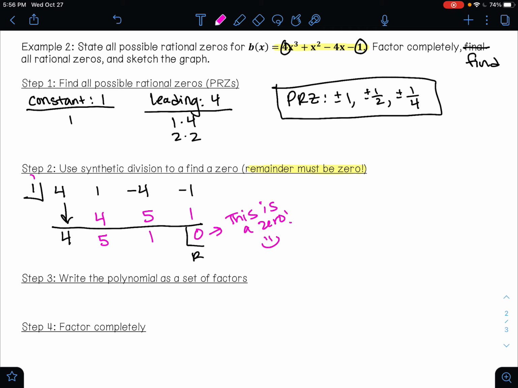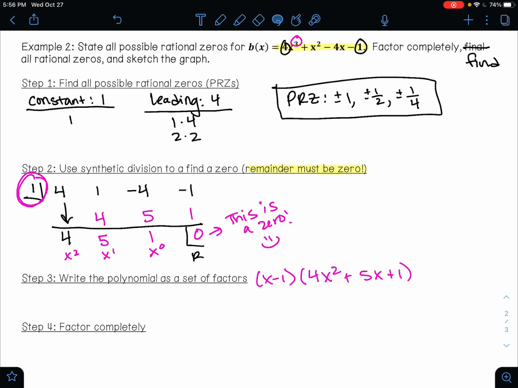So if 1 works, that means that I have x minus 1 as a factor. We started with x cubed, so this is going to be x squared, x to the first, and x to the 0th power. So that's going to be 4x squared plus 5x plus 1. Step 3, write the polynomial as a set of factors. That's what I just did here, so let me just move that down.